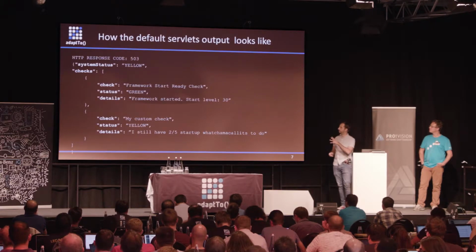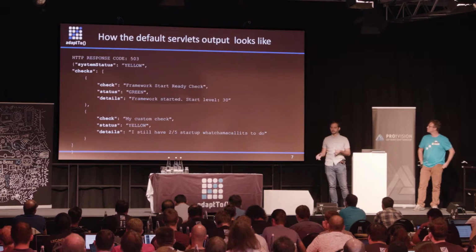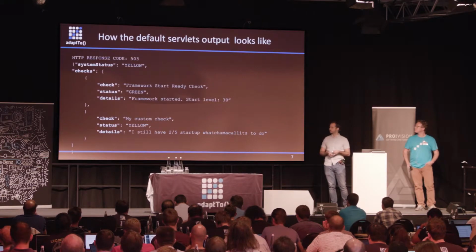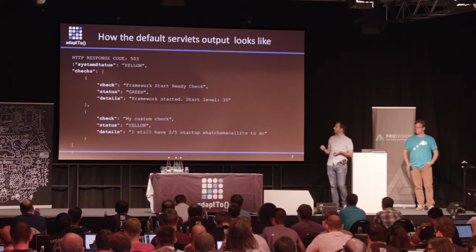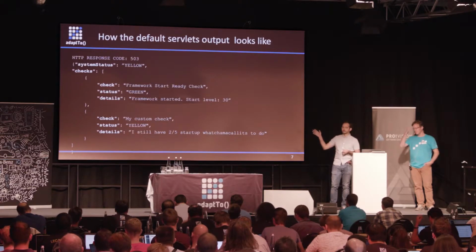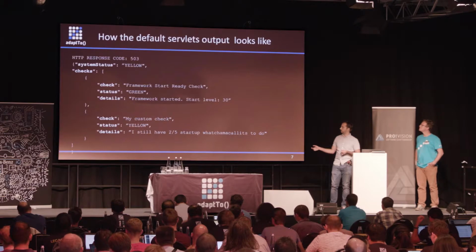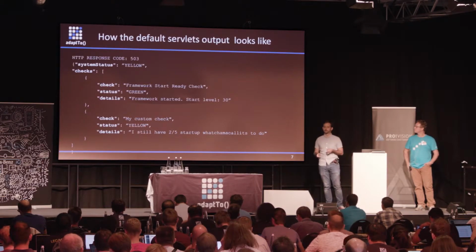Just kind of a teaser of how the aggregator looks like. Of course, you can call it on the back end. It's a service, but the HTTP servlet reports something like this. This is a 503 code, and it's reporting the system status yellow because we have two checks. One is the framework start ready check, which is bundled. That reports green because the framework has reached the configured start level, which is 30.